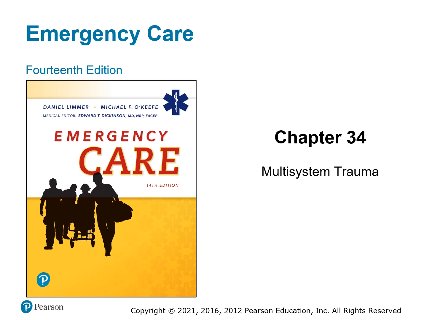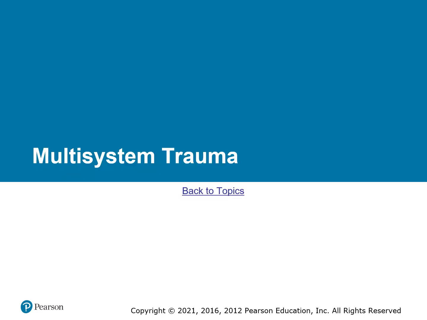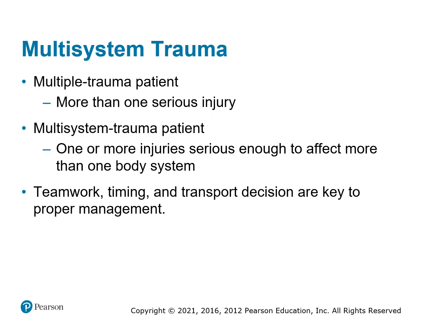All right, welcome. Today we're going to go over Chapter 34, Multisystem Trauma. We'll be covering multisystem trauma and managing the multisystem trauma patient. So a multiple trauma patient is just a patient that has more than one serious injury. Multisystem trauma is one or more injuries serious enough to affect more than one body system. Teamwork, timing, and transport decision are key to proper patient management.